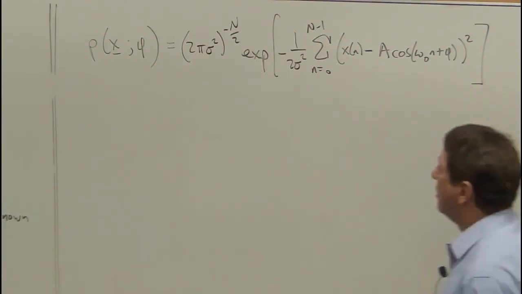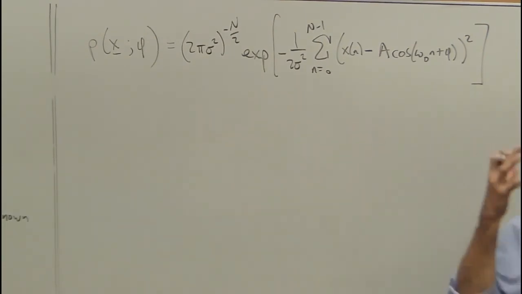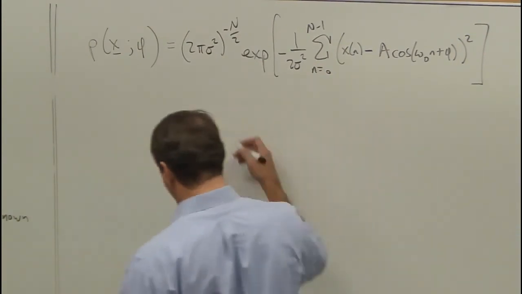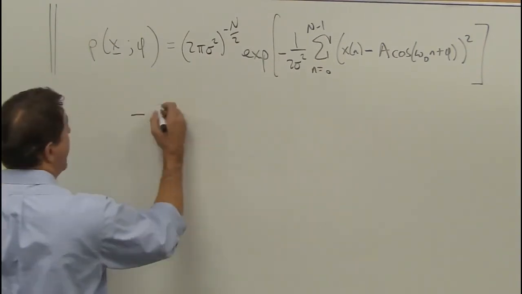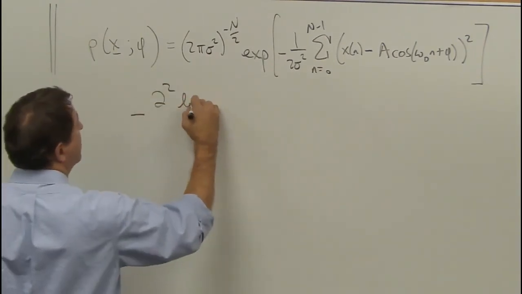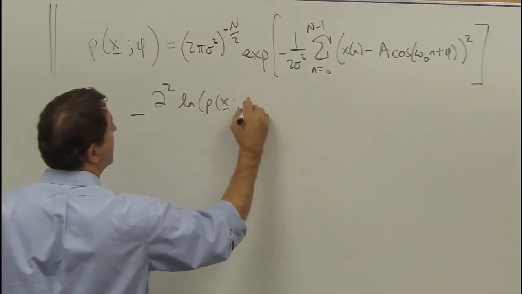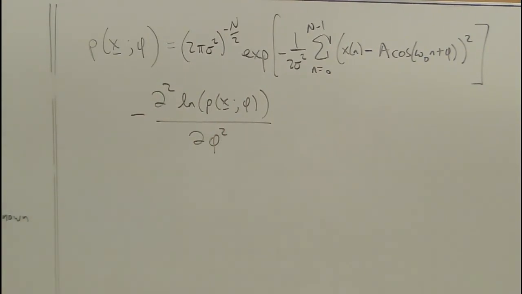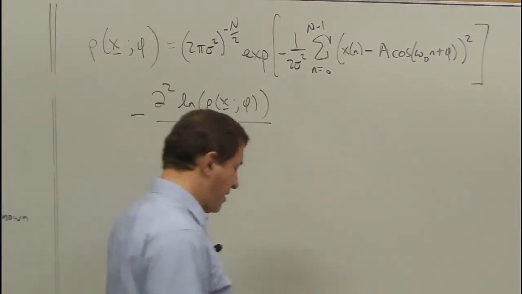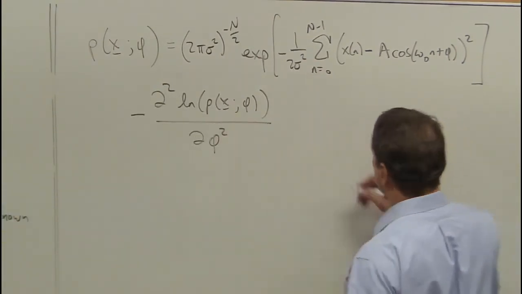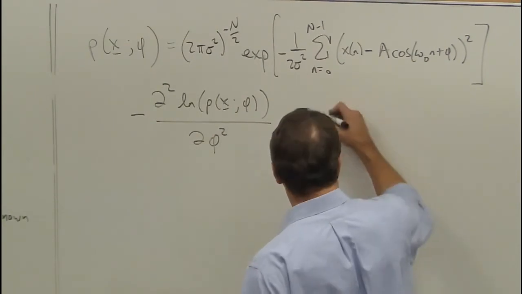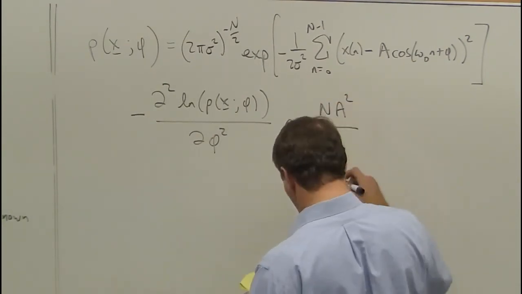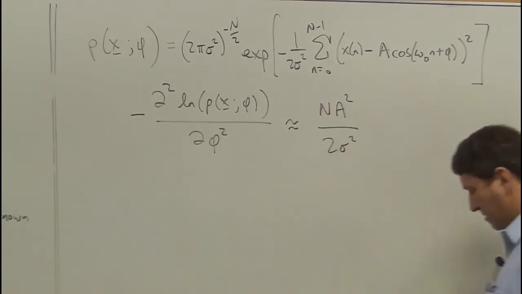Let's go back to square one, and we say, all right, this is the PDF. What do we know about this? Well, if I look at the negative of the second derivative of the log of the likelihood function with respect to the parameter of interest, I just perform the differentiation, or take the logarithm and do the differentiation. It's not too hard to show that this is approximately n times A squared over twice sigma squared.